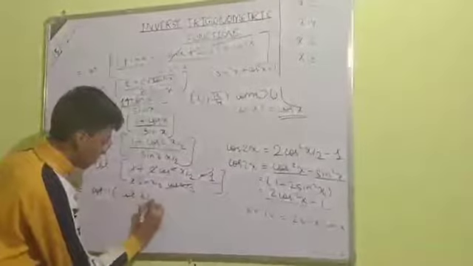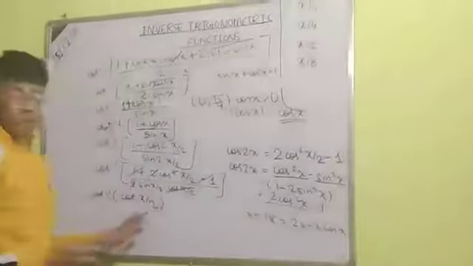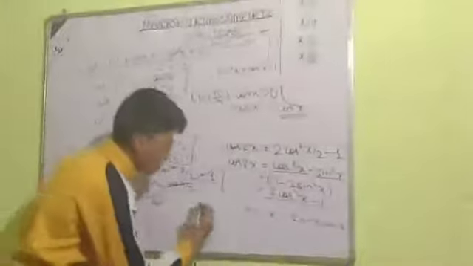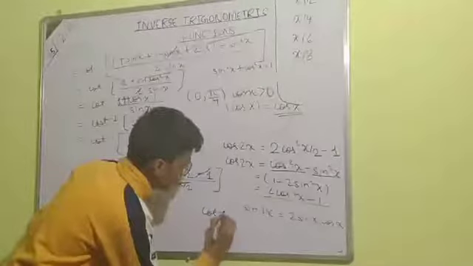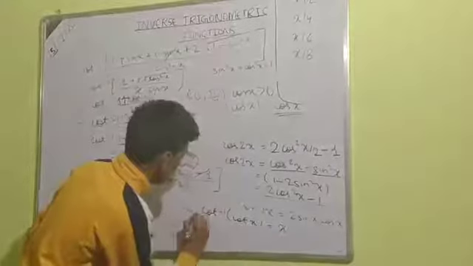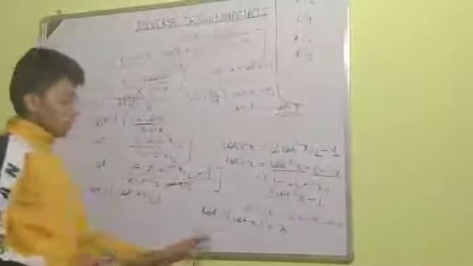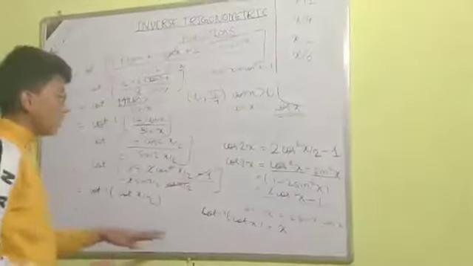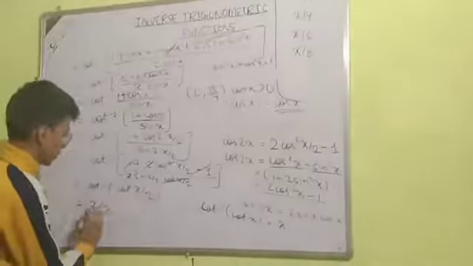cot x by 2. Now it is in the form of cot inverse cot x, that is equal to x, or sin inverse sin x, tan inverse tan x, cos inverse cos x, all are x, so that will be x by 2. Is that an option? Yes, that is the option which is the required answer.